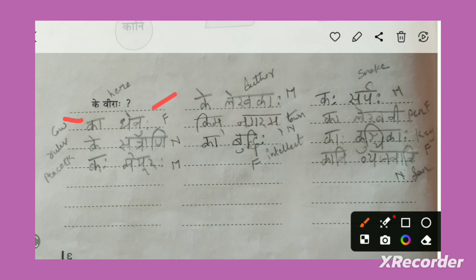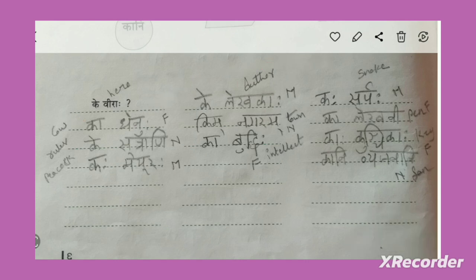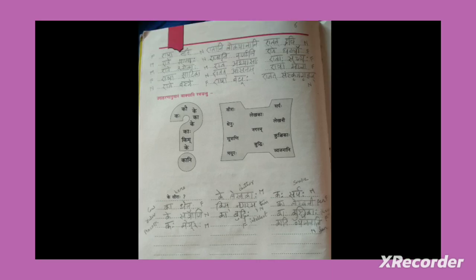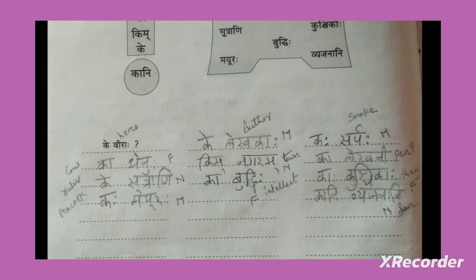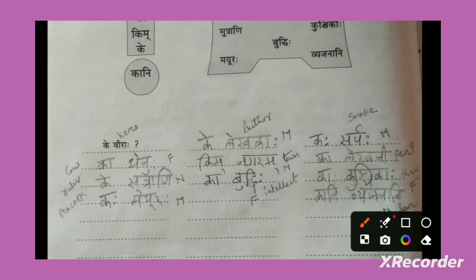Like this you need to search gender and vachanam. Vachanam means singular, dual or plural. You need to search gender and vachanam for each and every shabda and create a sentence. So that's it. This is about page number 6. So I'll just give you the answers. You can try to search each and every shabda's gender and vachanam and fill the form, and finally check your answers whether you are right or not. Answers I am giving you now.